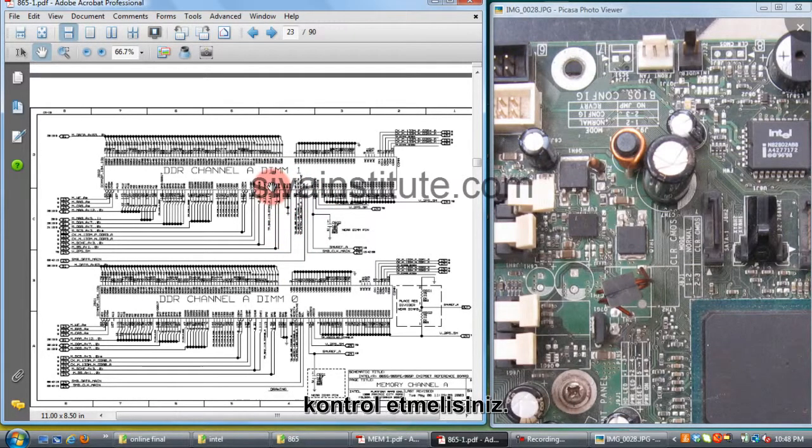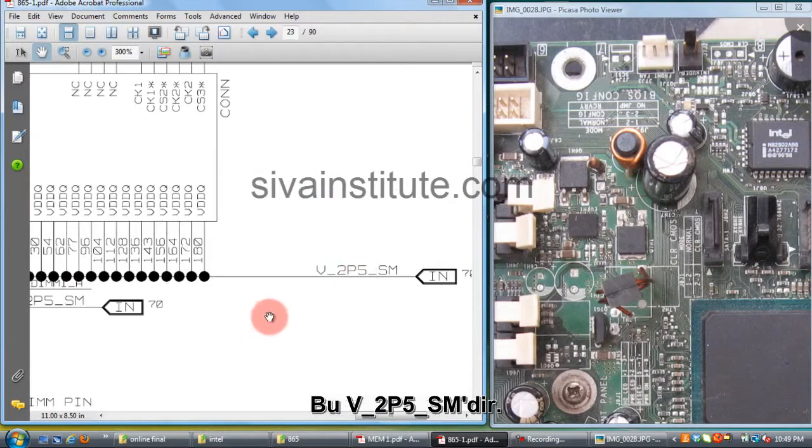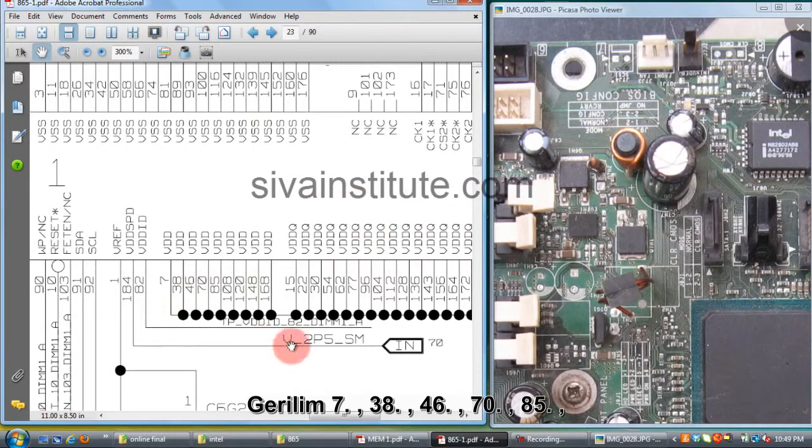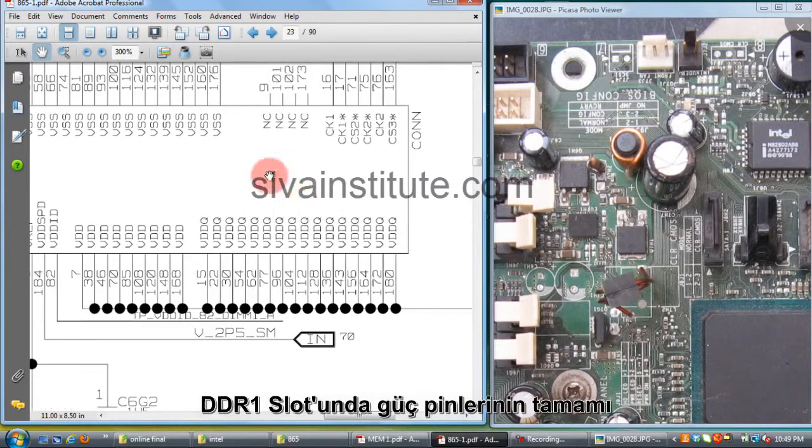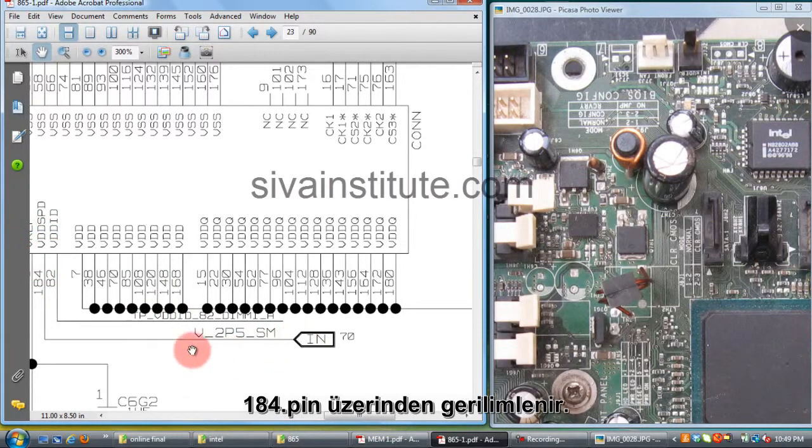You should check whether the supply is there or not. This is V2P5SM, that means the 2.5 volt supply. This is the DIMM slot. Supply goes to pin numbers 7, 38, 46, 70, 85, 108, 120. You should check in the DDR1 slot the supply pins 7, 38, 46, 15, 22, 30 and the VDD SPD EPROM chip supply pin number 184. Total 184 pins.